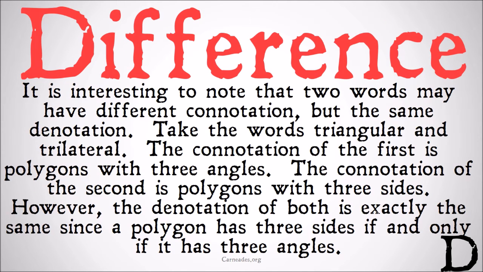It's also interesting to note that 2 words may have different connotation, but the same denotation. Take the words triangular and trilateral. The connotation of the first is polygons with 3 angles, while the connotation of the second is polygons with 3 sides. Though these connotations are clearly different, they have different meanings, the denotation of both is exactly the same, since a polygon has 3 sides if and only if it has 3 angles.